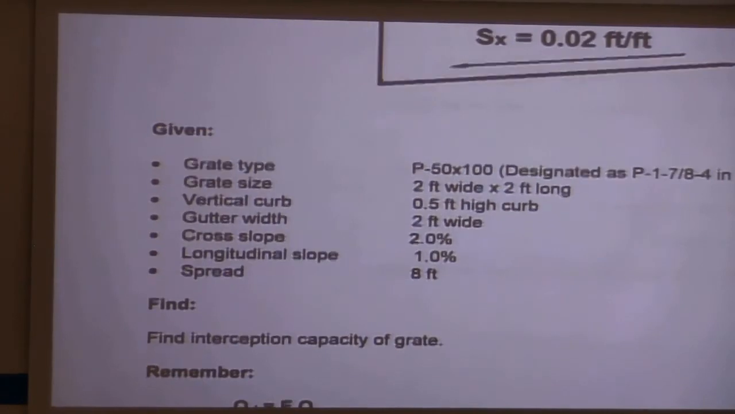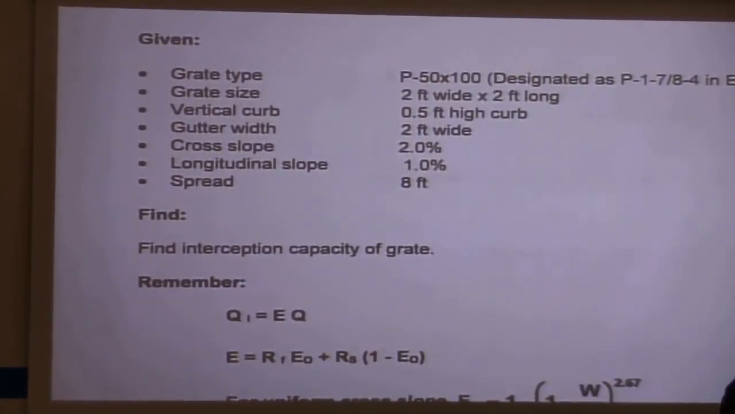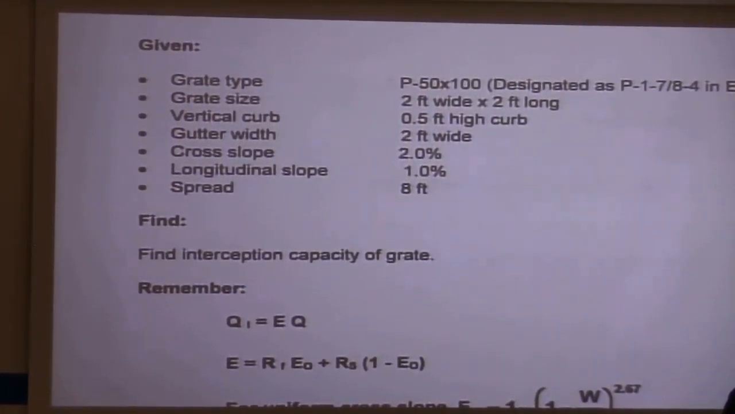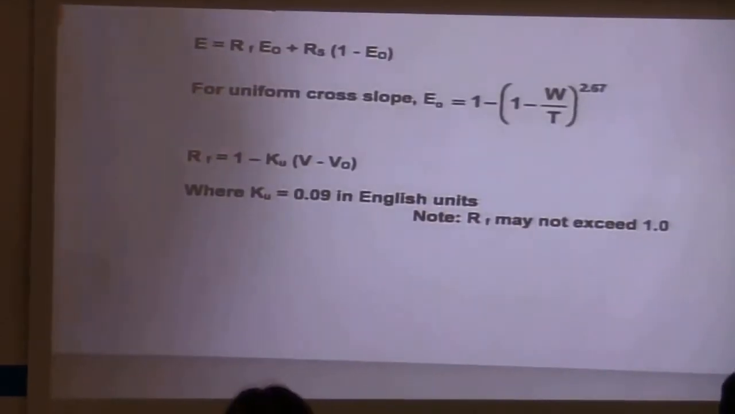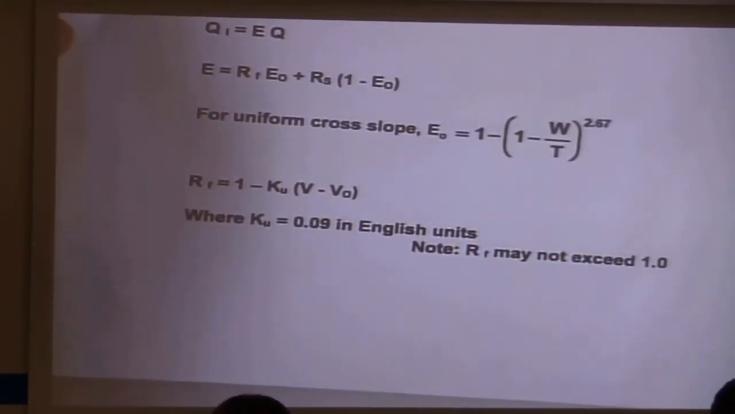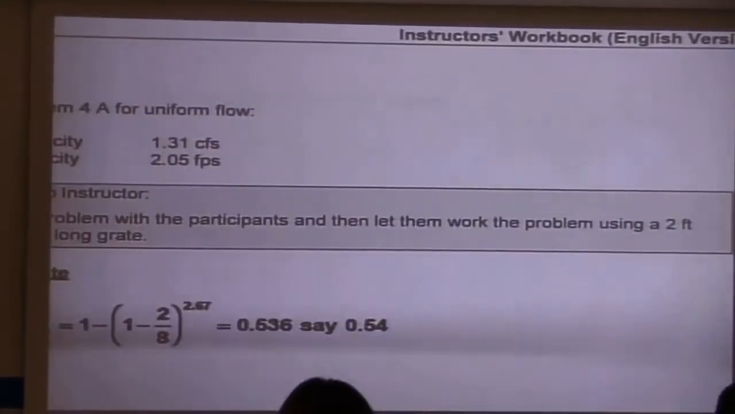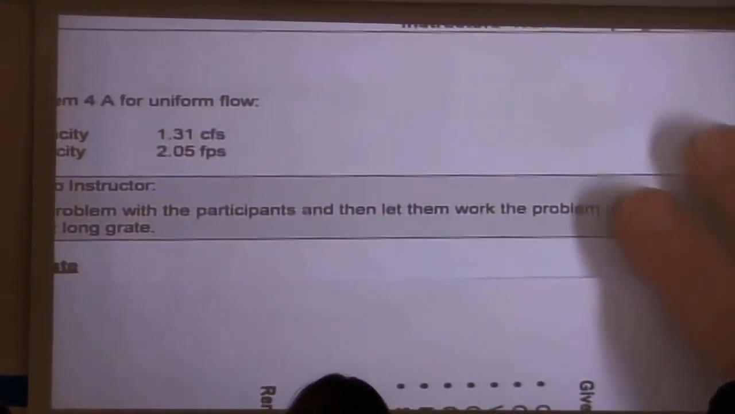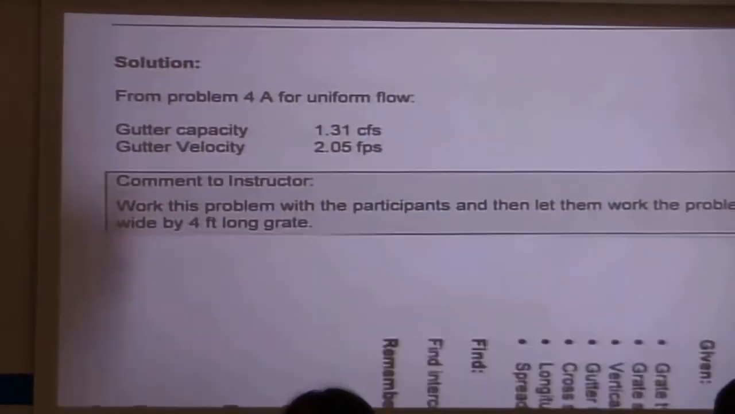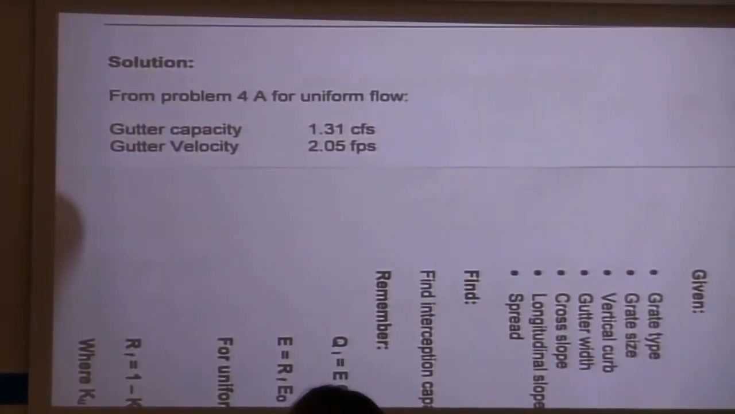So we're supposed to find the intersection capacity of the grade. And you can see that we have given you these equations to help us do that. So what we're going to do, we know our gutter capacity is 1.31 and our gutter velocity is 2.05. We found that in other problems.